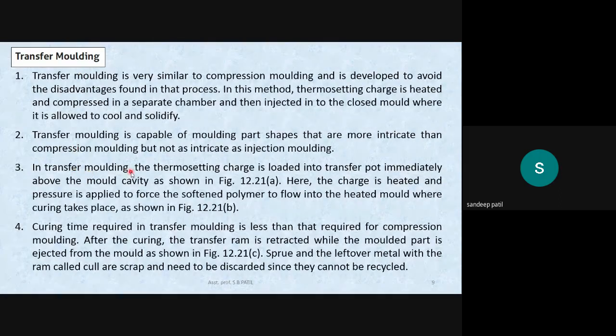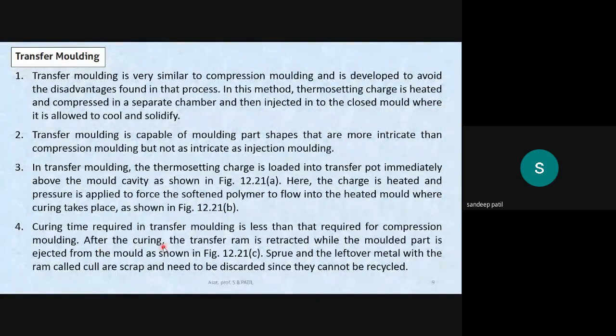So in transfer molding, the thermosetting charge is loaded into a transfer pot immediately above the mold cavity. Here the charge is heated and pressure is applied to force the softened polymer to flow into the heated mold where curing takes place. So we require some kind of force or pressure to inject this softened polymer to get it cured or cooled. And the curing time required in transfer molding is less than that required in compression molding.